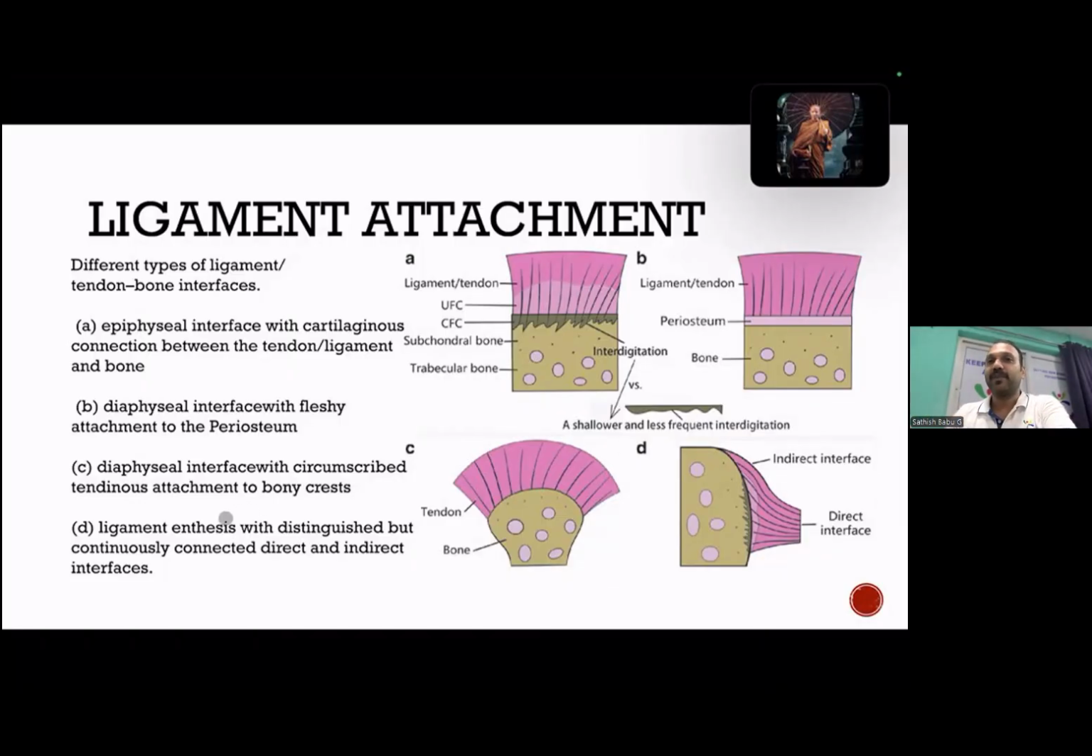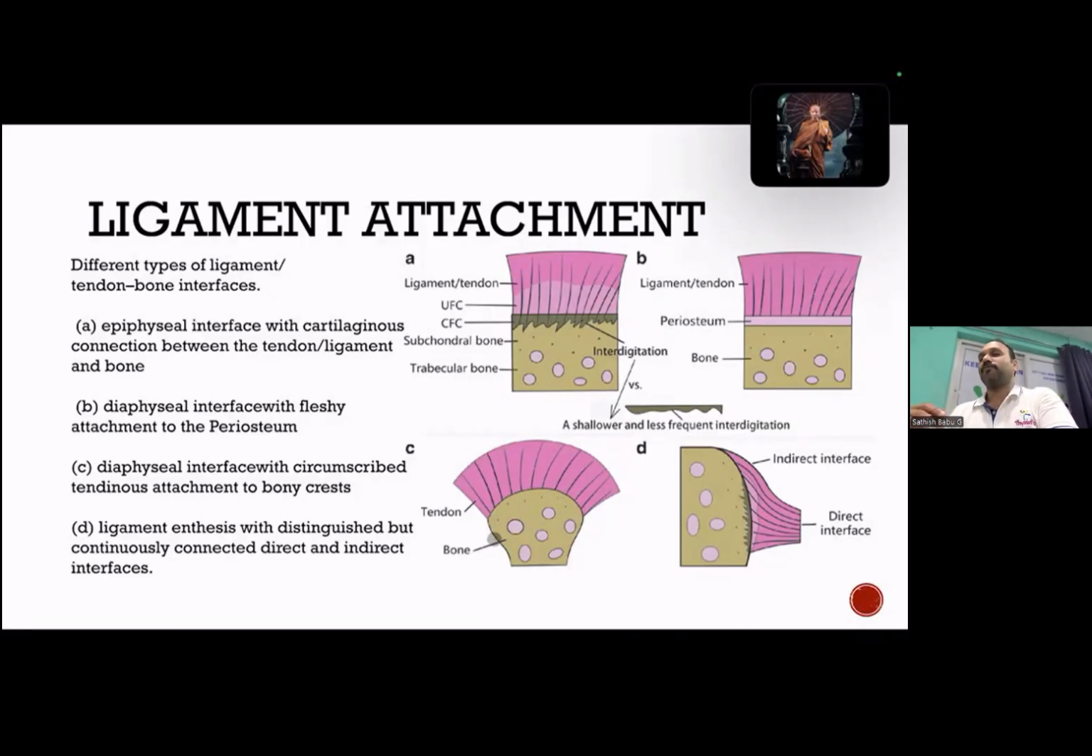Third one is diaphyseal interface with the circumcised tendon attached to the bony crest. So in the third part, there is no periosteum also. So the diaphysis directly interfaces with the tendon attachment. So you can see tendon directly attaching with the bone.